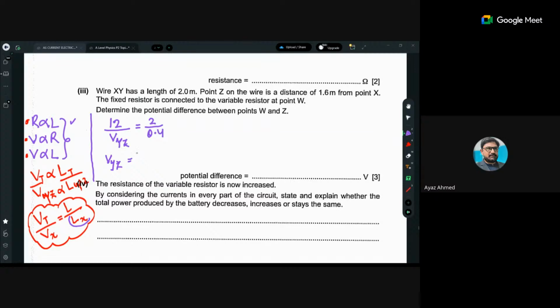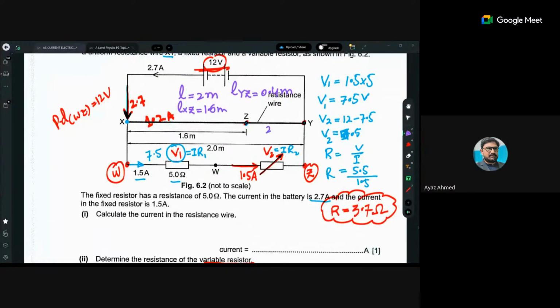That will be 12 into 0.4. It will be 4.8 divided by 2. So it would become 2.4 volt. How much voltages are there between that segment of the wire? 2.4 volt. Are you getting my point?